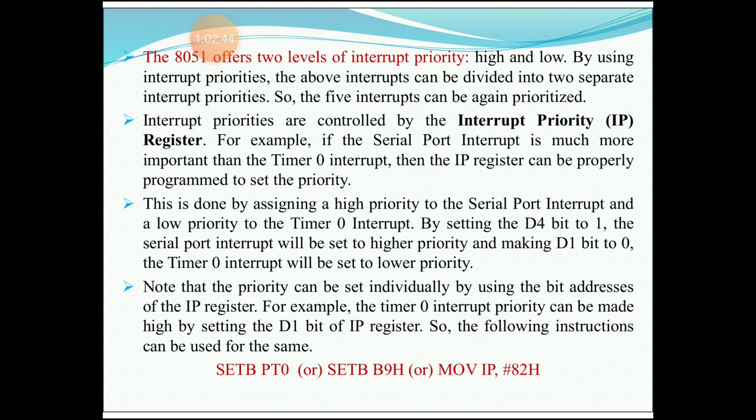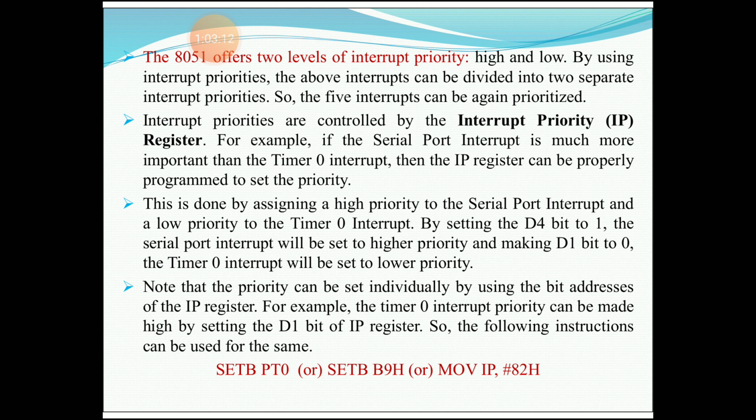Now let us see the interrupt priorities. The 8051 offers 2 levels of interrupt priorities, high and low. By using interrupt priorities, the above interrupts can be divided into 2 separate priority levels. So the 5 interrupts can be prioritized again. The interrupt priorities are controlled by a register called the interrupt priority register, that is the IP register.